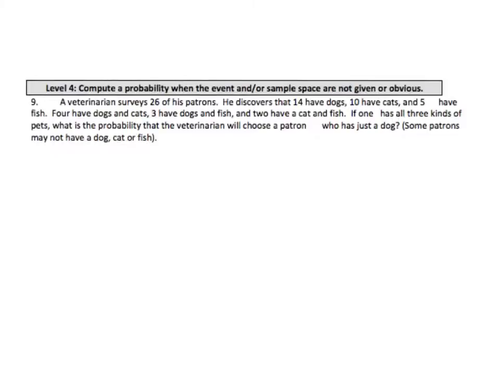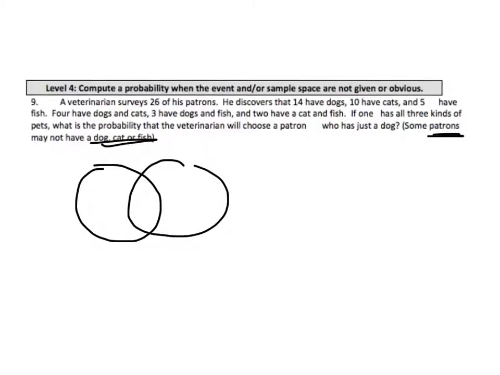Okay, and then it says some of them do not have a dog, cat, or fish. So when we make our Venn diagram, it might not necessarily add up to 26. Some of his clients, his patrons, don't have any pets. So, okay, I'm going to draw 3 circles. This is going to be dogs, cats, and fish. And I will always work from the inside, one that has all 3, to the outside.